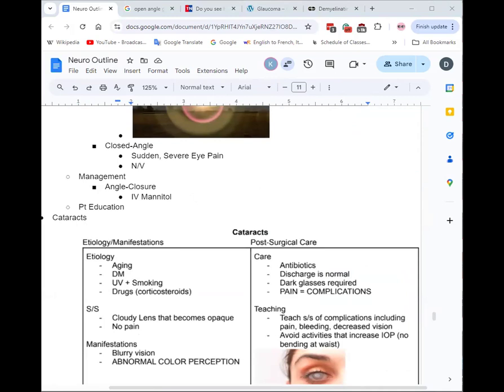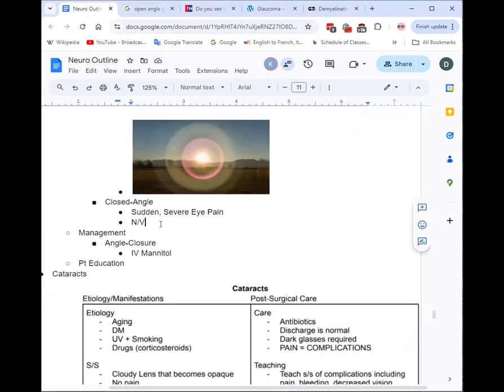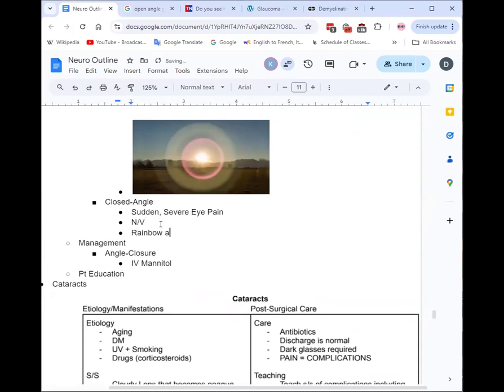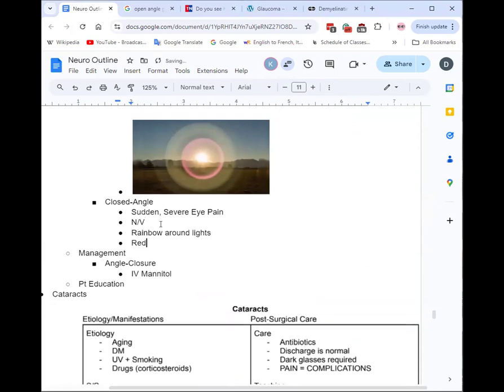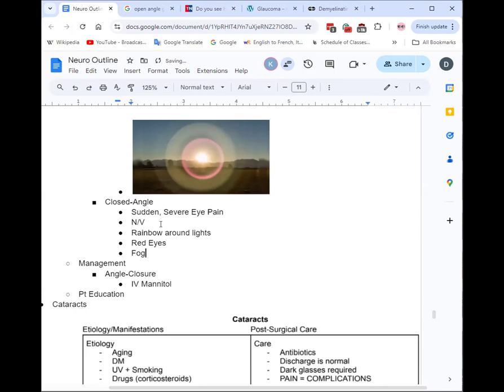The management for it: you can take eye drops for it. Let me see if I can get one that's specifically for this. I'll put all the symptoms here, like rainbow around lights and stuff, red eyes, what we call a foggy cornea. Not to be confused with cataracts, so I'll have a picture for cataracts versus glaucoma.